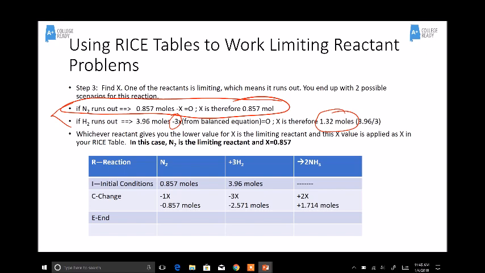So once we get the limiting reactant, we're going to go ahead and fill in using our X values. And you can see I'm doing that in the change row. So remember, our coefficient there was negative 1x. So I multiplied negative 1 times 0.857 and got negative 0.857. In the hydrogen column, I had negative 3x. So negative 3 times 0.857 gave us negative 2.571. And in the ammonia column, right here, I had plus 2x. So 2 times 0.857.